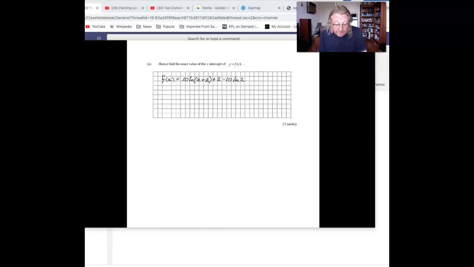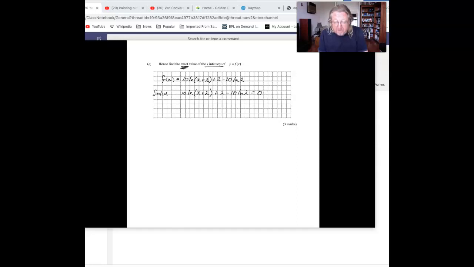Now we want to find the exact x-intercept. Exact is important, we can't use a calculator. The x-intercept will occur when y is equal to 0, or when f(x) is equal to 0. So we need to solve when 10 log(x plus 2) plus 2 minus 10 log 2 is equal to 0.